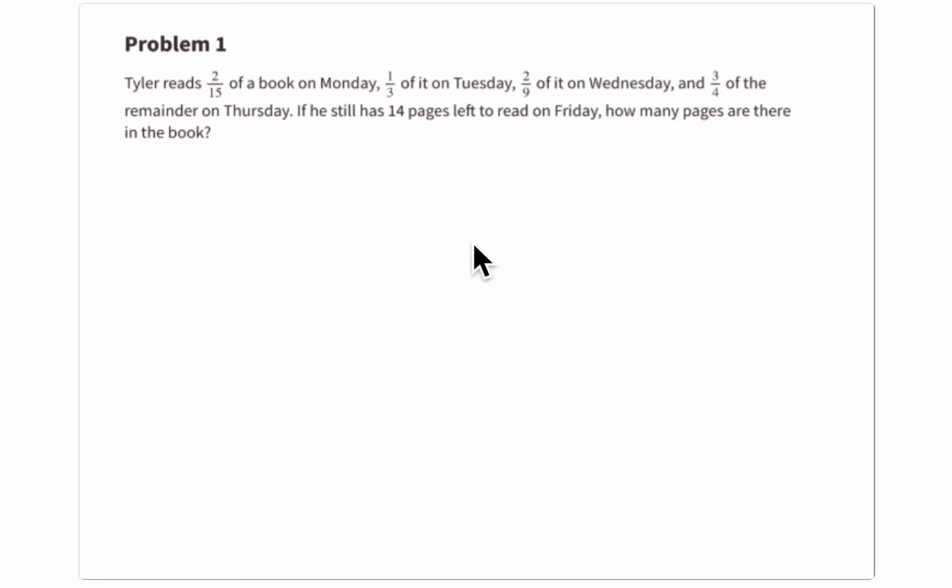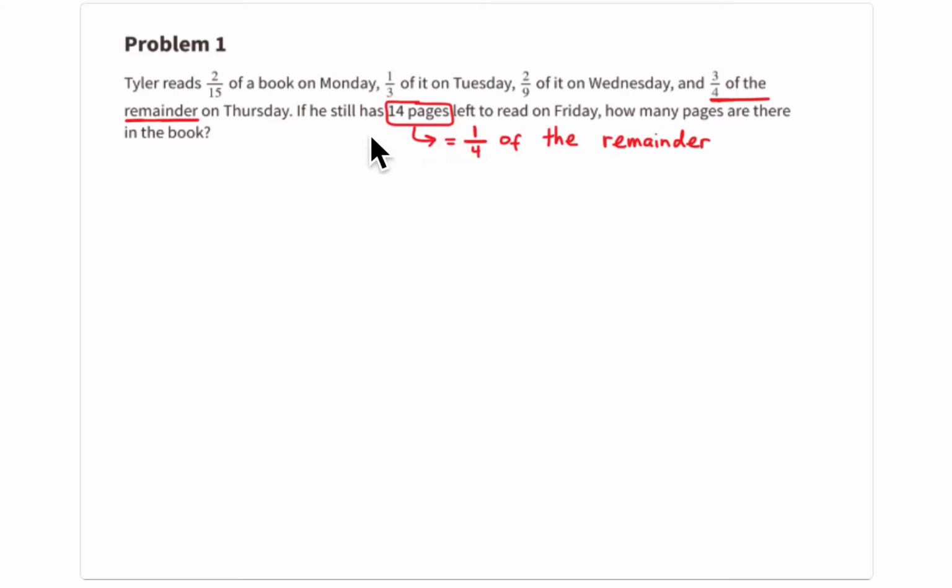And so what you have to realize is that 3/4 of the remainder, if you can figure out how many pages that is, then that's a fraction of the whole book. That 3/4 plus the 1/4 plus these 14 pages is a fraction of the whole book. And once you know what fraction that is of the whole book, you can figure out how many pages there are in that book. So to solve this problem, I know that I'm going to have to figure out what fraction of the book he read on Monday, Tuesday, and Wednesday combined. So I'm going to have to add 2/15 and 1/3 and 2/9. I'm going to have to add all those parts together, and then that will tell me what fraction of the book remains. So I'm going to have to figure out some factors of 15.